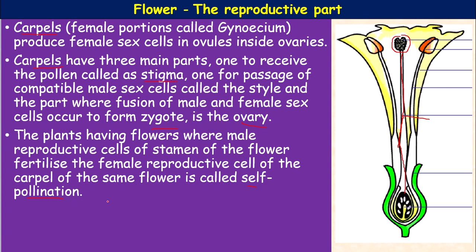Same flower or in flowers from different plants of the same species. The pollination is the first case in the self-pollination. Pollination takes place within the same flower.